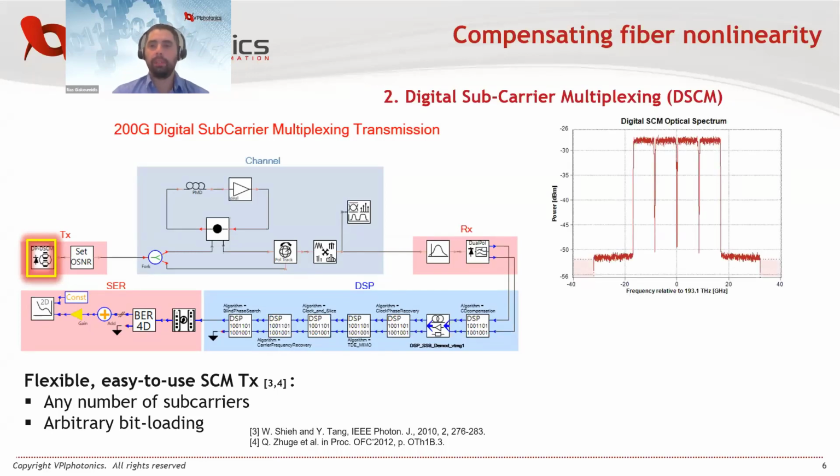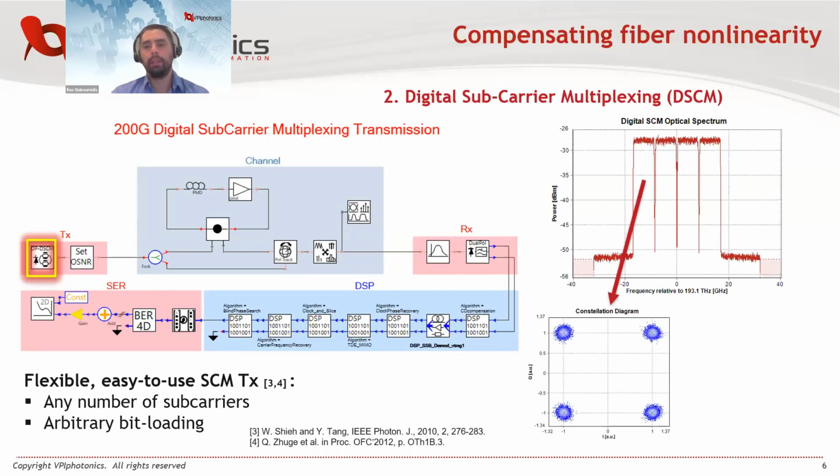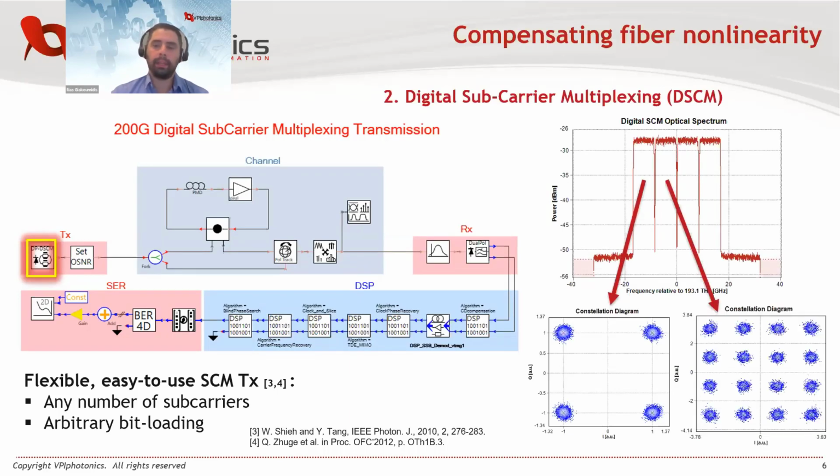As we can see here, for example, the first subcarrier can have QPSK, the second one can have 16 QAM, etc. This scheme is proven to be tolerant to nonlinear interference noise compared to the conventional single carrier QAM. And this can be explained by the theory of four-wave mixing efficiency or the walk-off between subcarriers due to chromatic dispersion.